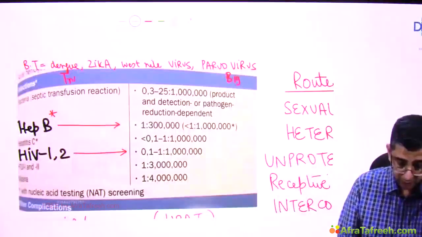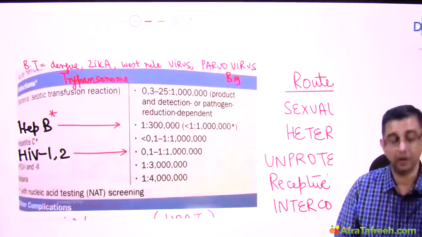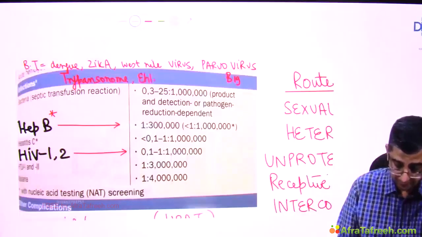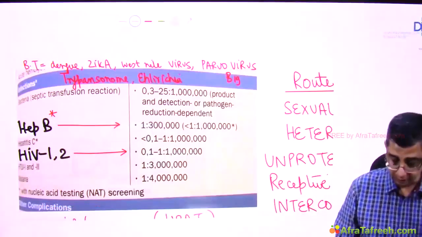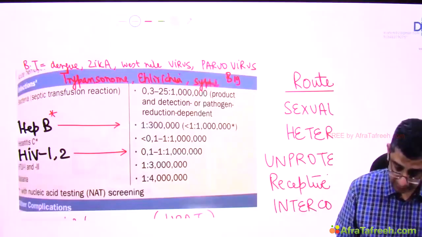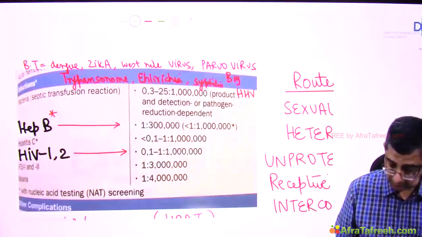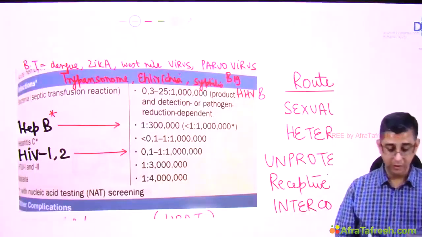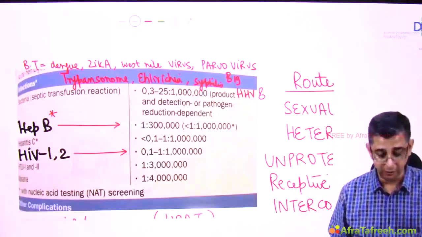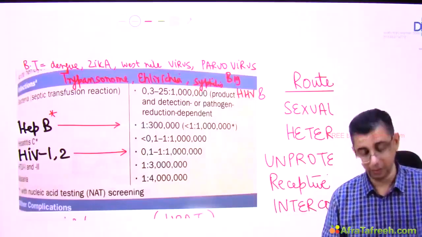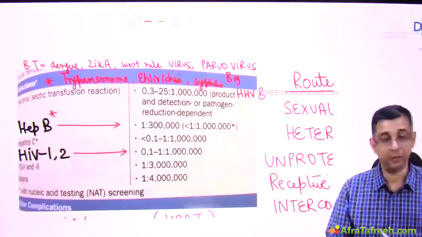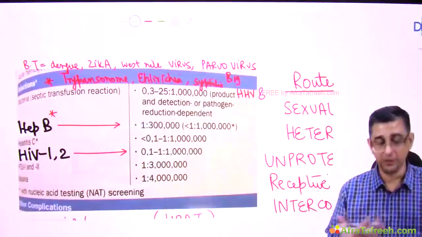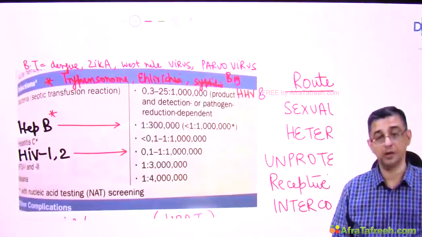Then there is the trypanosoma, that is among the tropical diseases which can be transmitted. Trypanosoma, ehrlichia, some of the fancier names. And then obviously syphilis and HHV8 can be transmitted via blood transfusion. So the list is obviously huge, but I've just mentioned the important viruses which can be transmitted by blood transfusion, with Zika being important from your exam perspective, and then obviously tropical diseases like trypanosoma, ehrlichia. Syphilis is obviously, spirochetes are well known to be transmitted by blood transfusion.